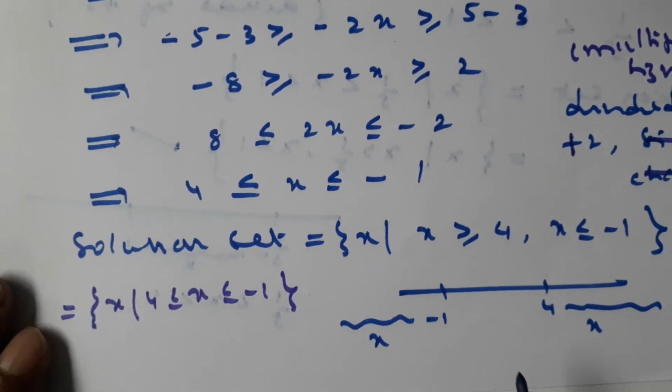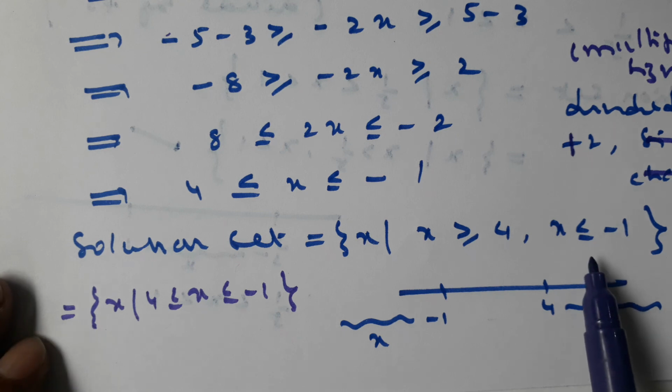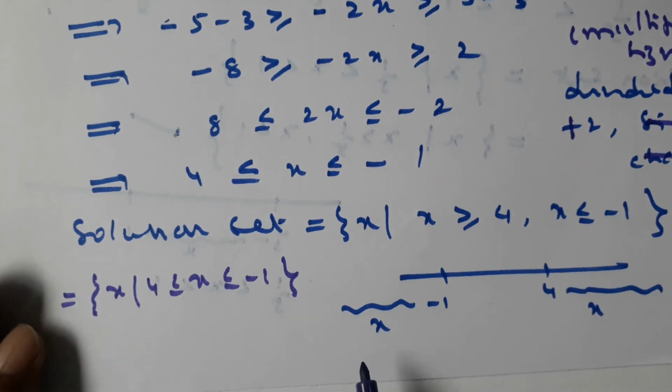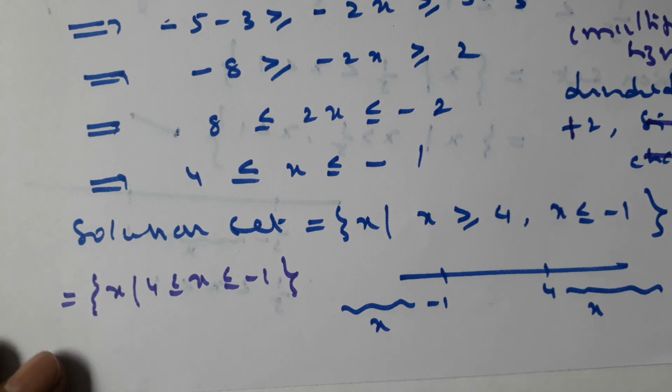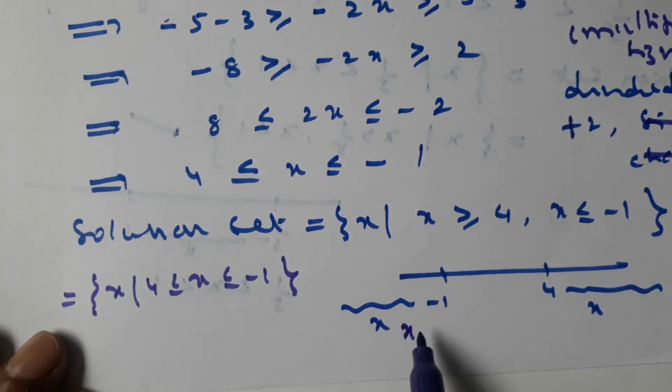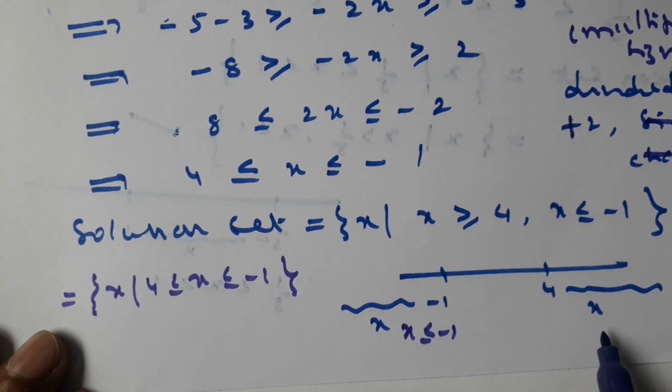Even if we take the graph, x greater than or equal to 4 is on this side, and x less than or equal to minus 1 is on the real number line, the left side. Its value is x less than or equal to minus 1, and this is x greater than or equal to 4.